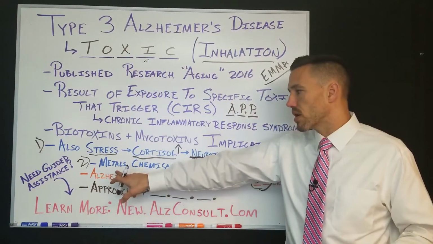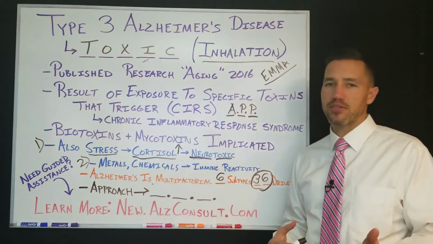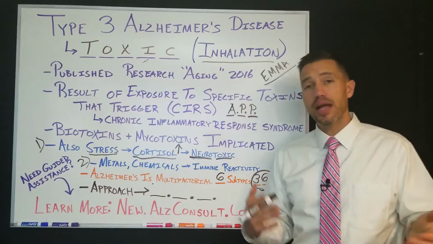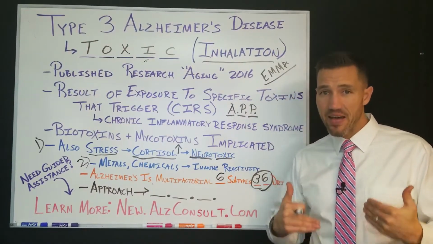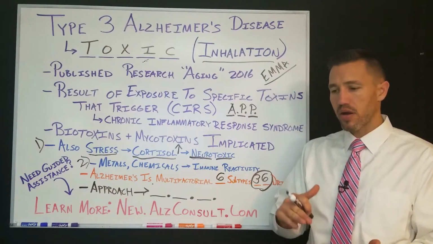lots of different types of metals, chemicals in the environment. Listen, guys, there are 85,000 industrial and agricultural chemicals that we are being exposed to every single day. 85,000. They are in our food, water, air.